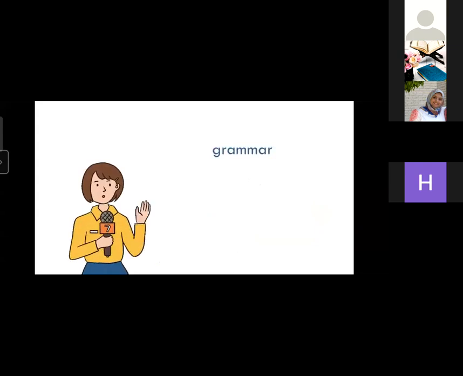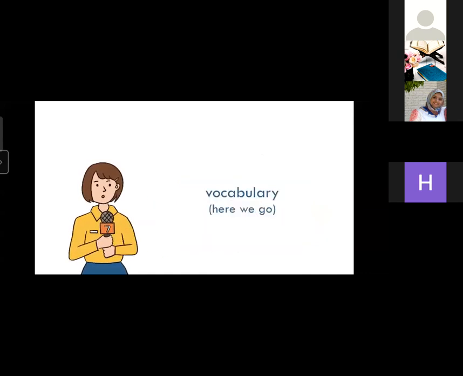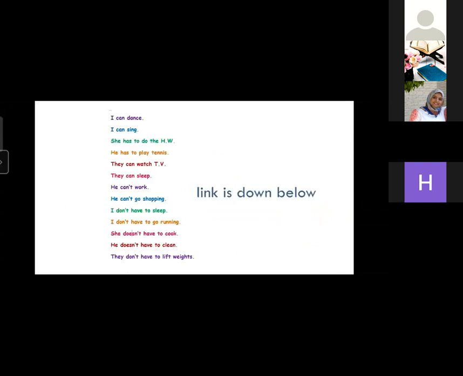As you have seen, we're not only revising grammar, but also practicing spoken grammar, structure, subject-verb agreement, and for sure, some vocabulary. If you want a copy of this document, feel free to download it.